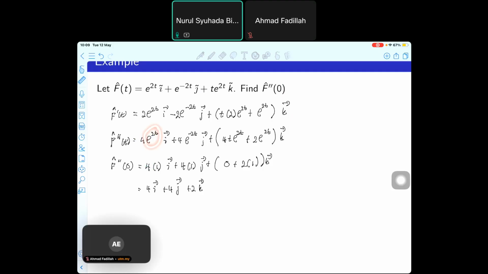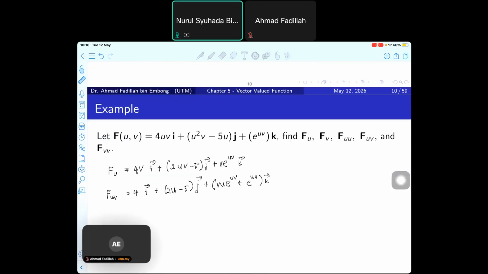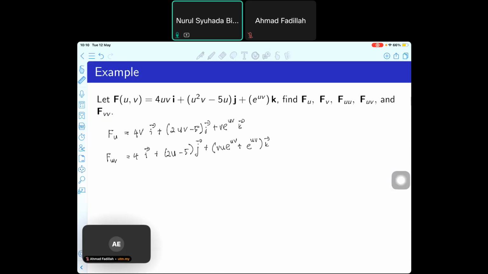So e to 0 is equal to 1. This is also equal to 1. So we have 4. And over here, this part becomes 0. And this is equal to 2. And here is the final answer. Okay, so I tried to make this video as short as possible.